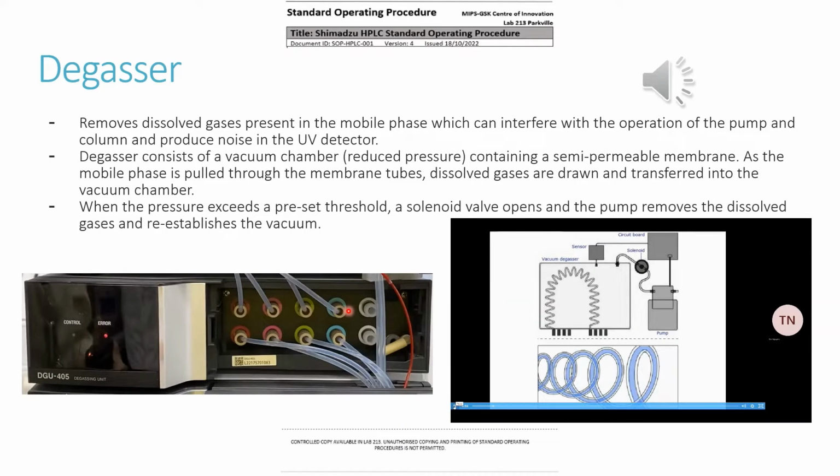Degasser. It aims to remove dissolved gases present in the mobile phase which can interfere with the operation of the pump, column, and detector. The mobile phase is pulled through a semi-permeable membrane, which is held in a vacuum chamber. Gas is then drawn out into the chamber. When the pressure exceeds a preset threshold, a valve opens and a vacuum pump removes the dissolved gases to re-establish the vacuum.